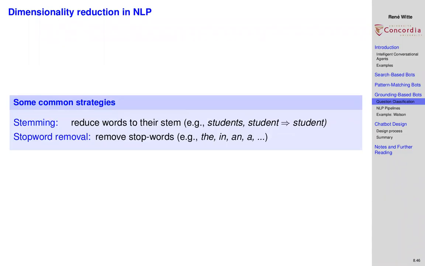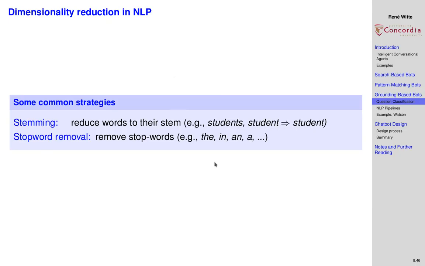What's more realistically done in practice in natural language processing is that you apply a so-called stemming algorithm, which reduces words to their stem. So for example, both the plural form and the singular form will be reduced to the same stem. In this case, it's student. And this already reduces dimensions a lot because you don't have all these variations in words.